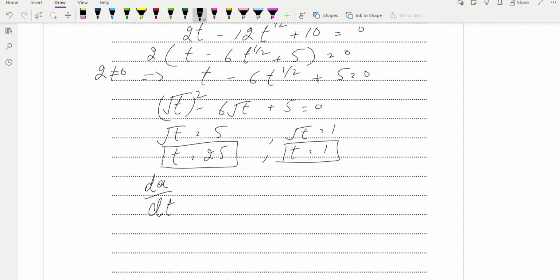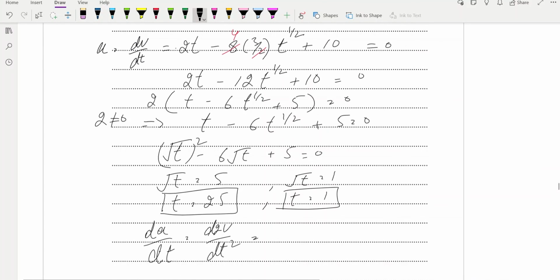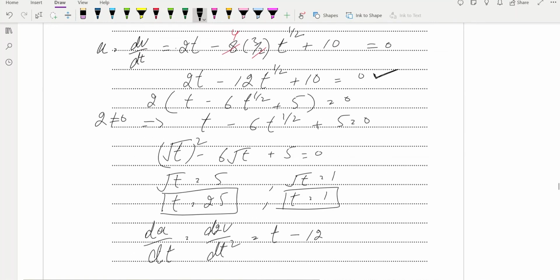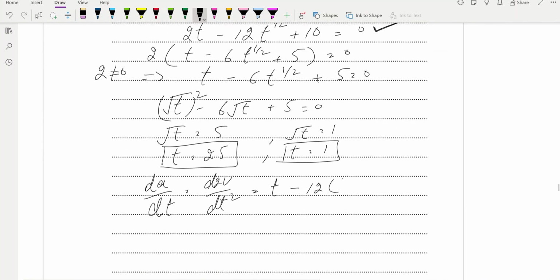dA over dt will be equal to d2v over dt squared, and what will this be? We can take the second order derivative of this equation, because this is the derivative. So the derivative of 2t will be 2, and minus this will be 12 into the power pulled first, so 1 by 2, and t raised to minus 1 by 2, and what else, the derivative of 10 will be 0.